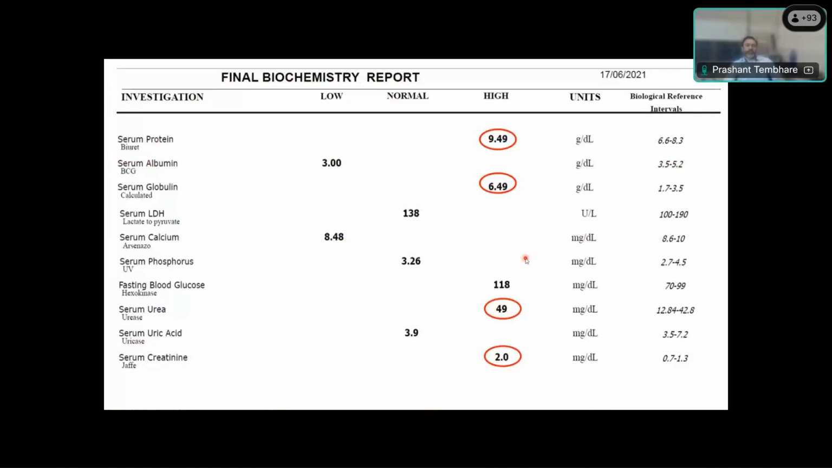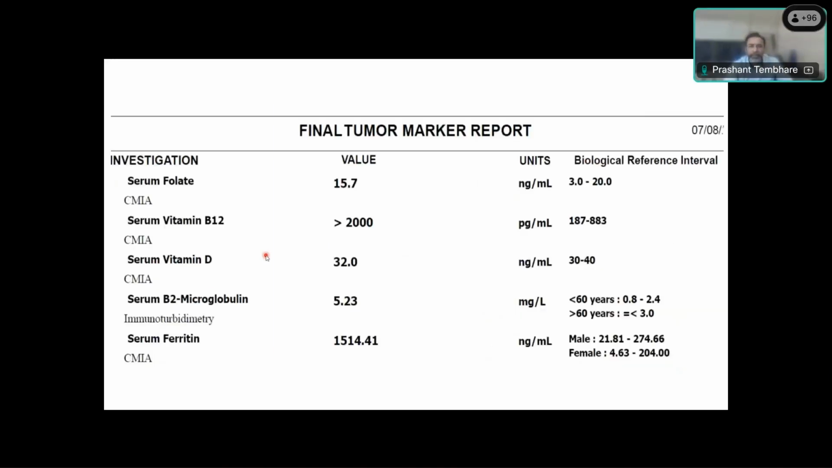Because there was rouleaux formation, the physician ordered biochemical investigations, and you can see the serum protein was high. The albumin level was low, globulin level was high. LDH looks normal, calcium is also low. Urea was slightly marginal, but the creatinine level was significantly high as compared to the normal range. So clearly there were abnormal findings on the biochemistry.